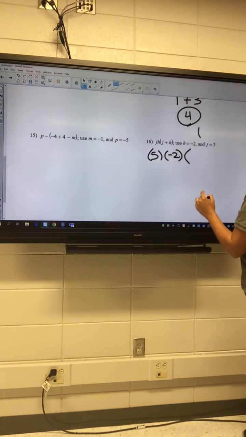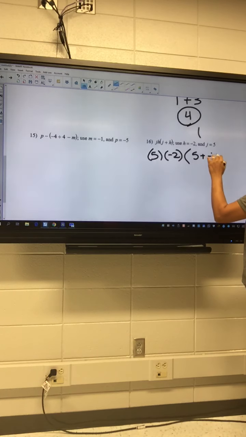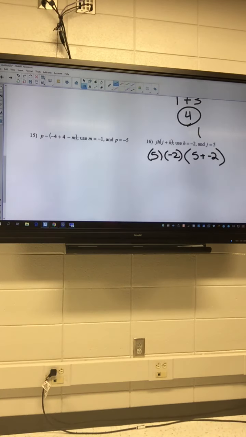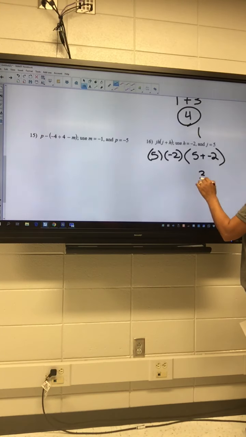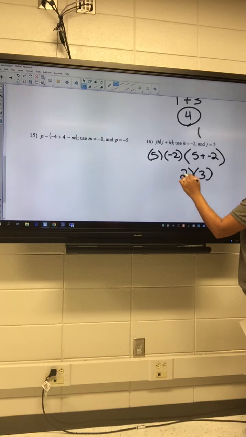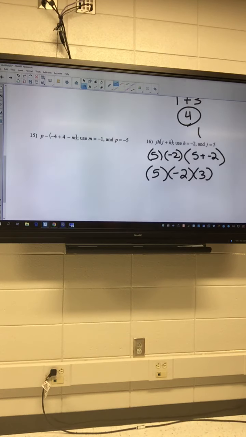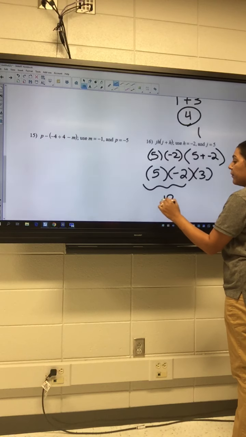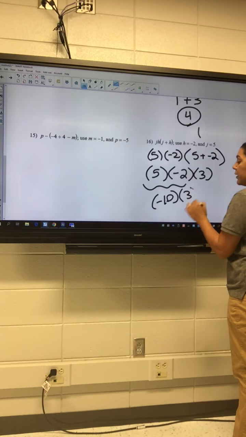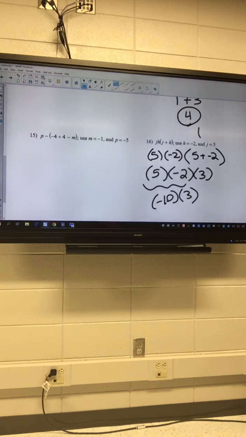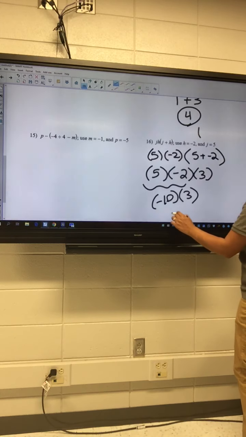And then we got J plus H, so 5 plus negative 2. Okay, we need to condense that very last parenthesis down to where it's just one digit in there. So positive 5 minus 2, or 5 plus negative 2, is going to give you 3. Okay, so 5 times negative 2 is going to be negative 10, times 3. Well, 10 times 3 is 30, and I got a negative, so negative 30.